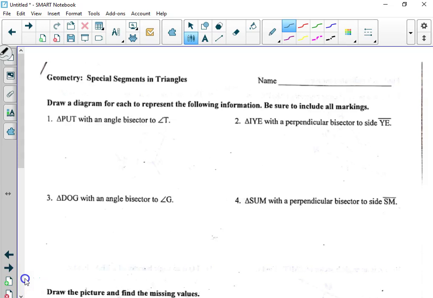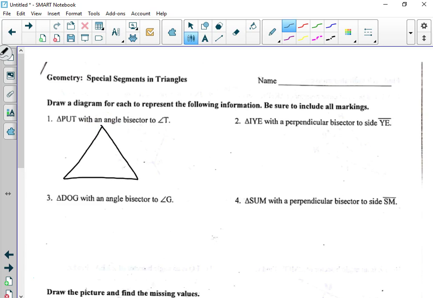Okay, the extra review. Okay, if you notice 1 and 3 are both basically the same and 2 and 4 are basically the same, so I'm going to do different shaped triangles for both. So for 1, PUT, I'm going to do my classic isosceles, could be equilateral.